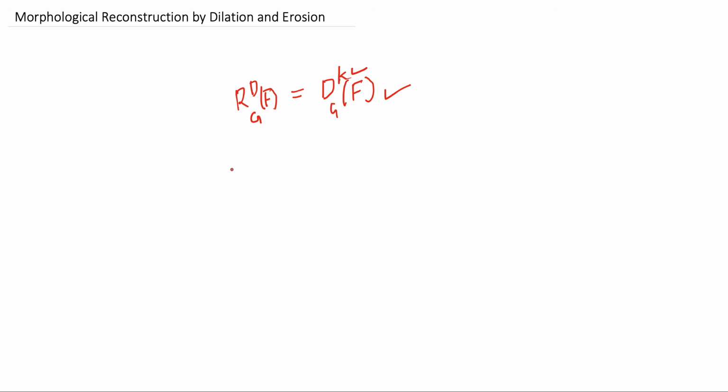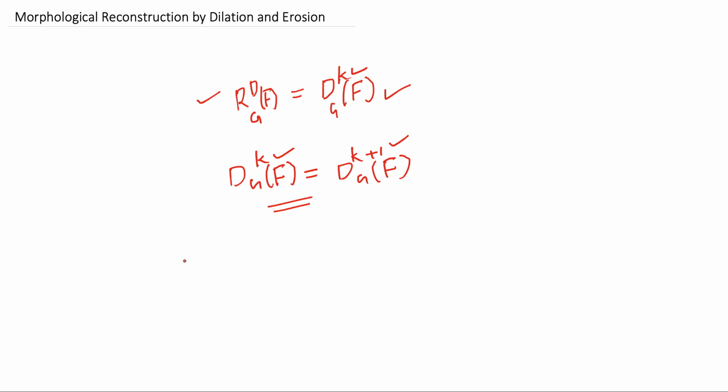The point of k is that you are performing the geodesic dilation of the image F by the mask G k times, and even if you perform the same operation for k plus 1 times, both results will be equal. So you are performing the geodesic dilation operation over and over again until the operation converges. If you have done it for k times, and even if you do it for k plus 1 times, the results are the same, that is, the image is not growing at all. At that point you can stop the operation, and the result of that operation is called the morphological reconstruction by dilation.